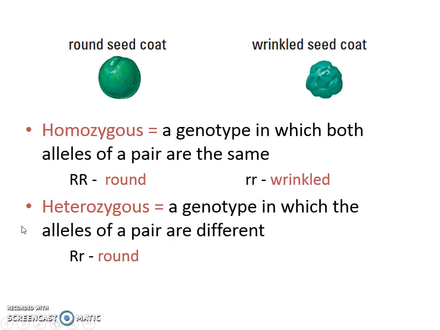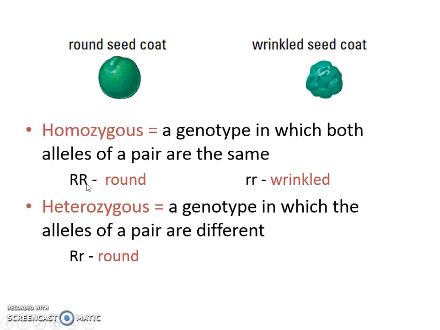If a genotype is heterozygous, that means it contains one of each type of allele. So it contains one dominant allele and one recessive allele. However, with a heterozygous genotype, this individual will still physically express the dominant trait. So for example, if round seed coat is dominant and wrinkled seed coat is recessive, this individual here that's heterozygous will still have a round seed coat.